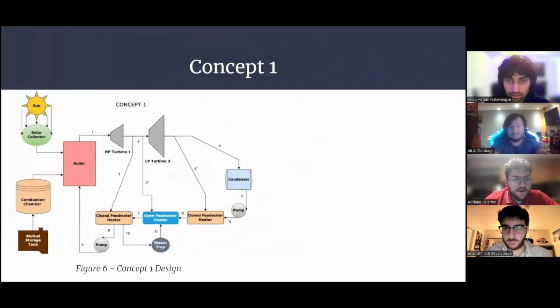Hi everyone, my name is Adriano, and I'm here to tell you about concepts 1 and 2. For concept 1, we decided to go with a combination of solar energy and biofuel. You can see that we have our biofuel storage tank, so we harvest the biofuel and store it in a tank before it is combusted and sent to the boiler. Our solar energy is harvested from the sun, most likely using solar panels, and then sent to the boiler as well. This 11-phase process is thoroughly examined in our report.